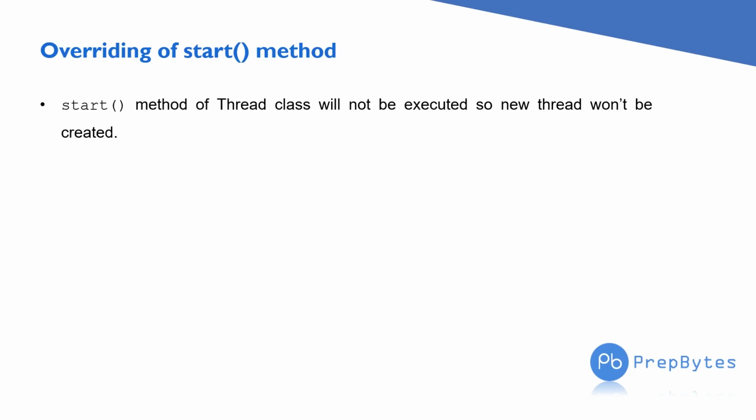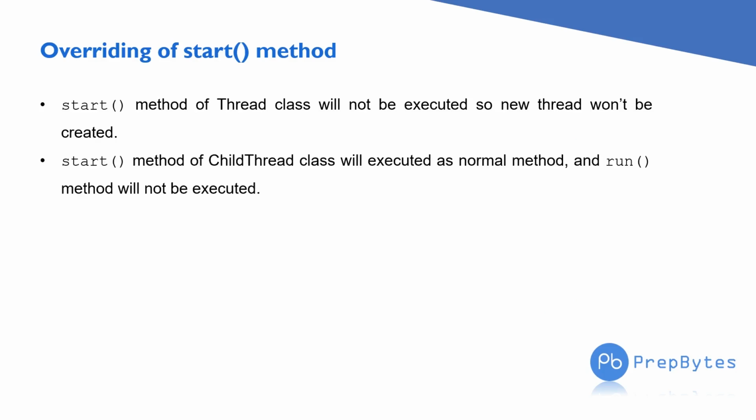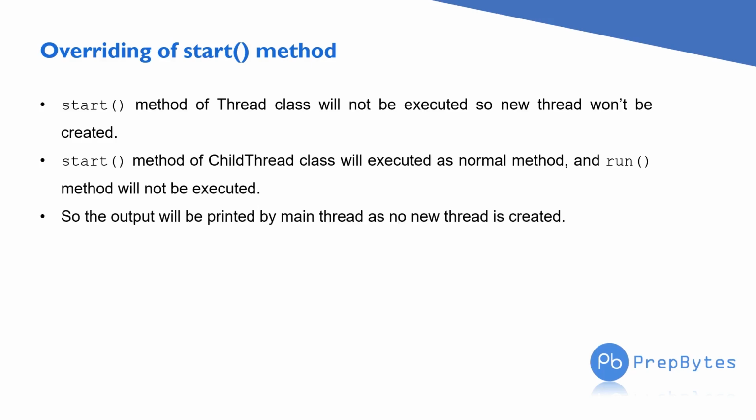The start method of the Thread class will not be executed, so a new thread won't be created. The start method of the child class will be executed as a normal method, and the run method will not be executed. The output will be printed by the main thread as no new thread is created. These are the important points in overriding the start method. It is not recommended to override the start method, as I have already said. You can just make a note of these points.